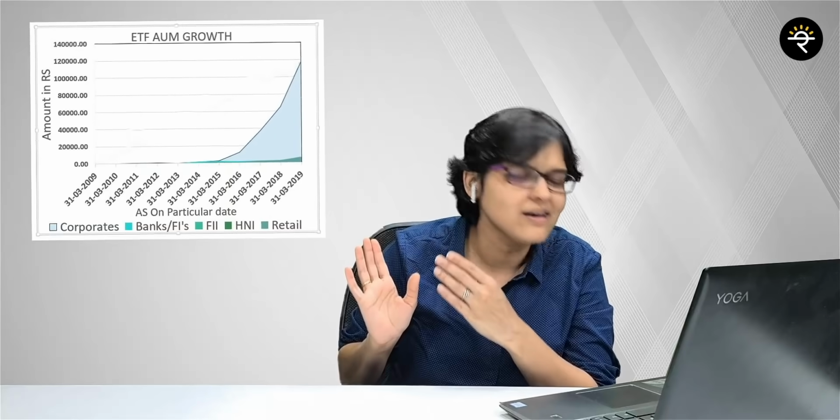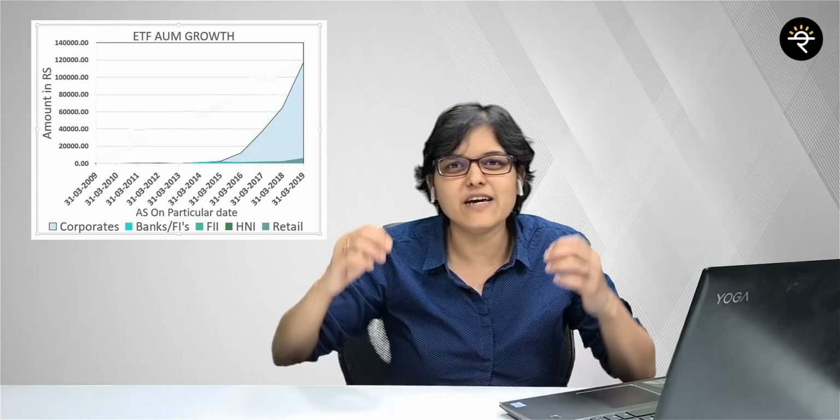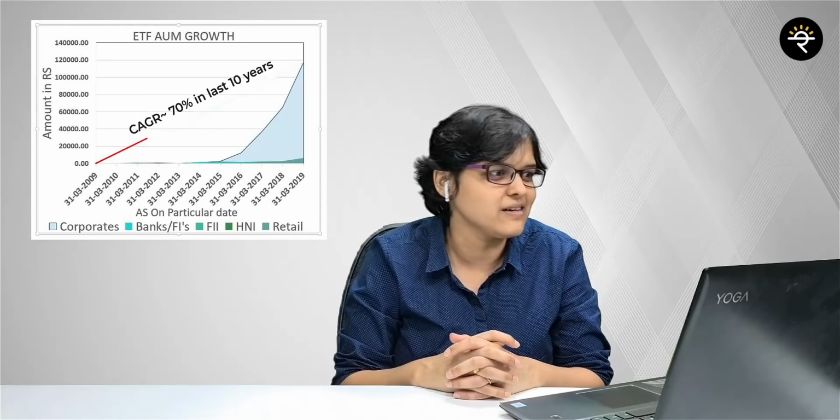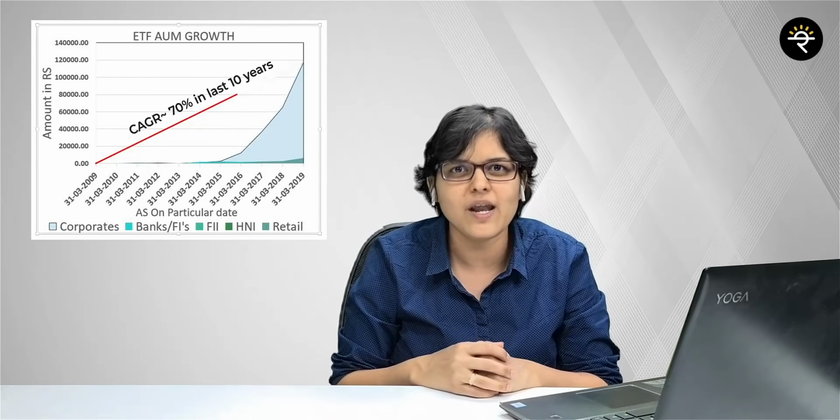Now you might have understood that ETFs look really good, pretty attractive. Then has ETF grown very nicely in the past 10 years or not? For that, just have a look at this chart. ETFs have grown at a CAGR of 70% in the last 10 years. That's a mind-blowing growth. Now, what could have been the possible key drivers?